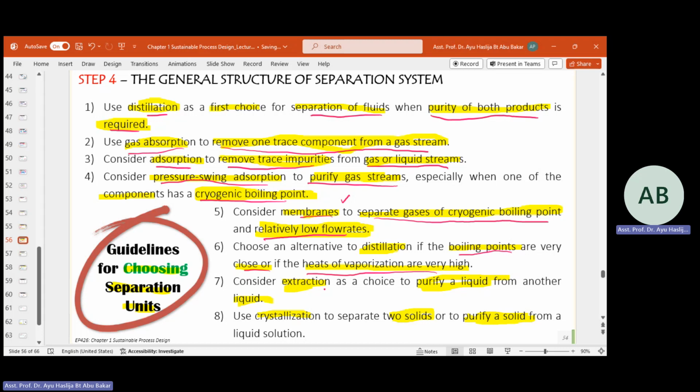Consider extraction as a choice to purify a liquid from another liquid. Liquid-liquid extraction, where you can consider a few types of solvent. Use crystallization to separate two solids or to purify a solid from a liquid solution. Crystallization.